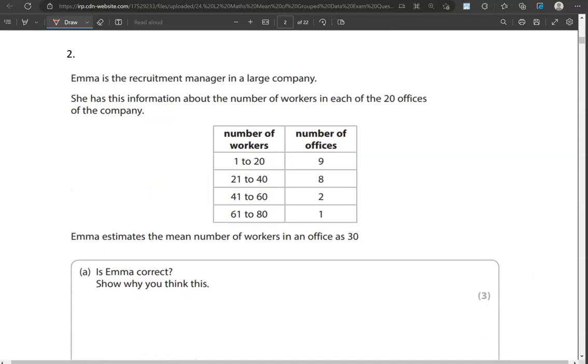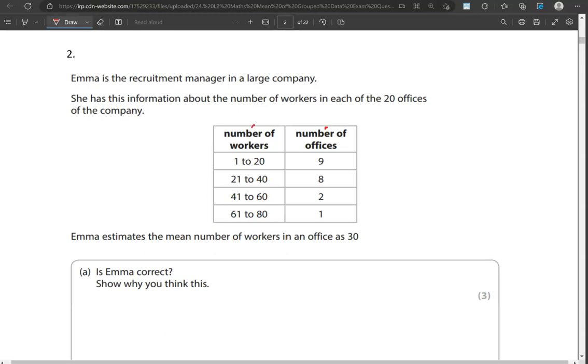Emma is the recruitment manager in a large company. She has this information about the number of workers in each of the 20 offices of the company. Emma estimates the mean number of workers in an office as 30. Is Emma correct? Show why you think this. So we have a column for the number of workers and number of offices. So this is like the frequency, and these will be the groups.